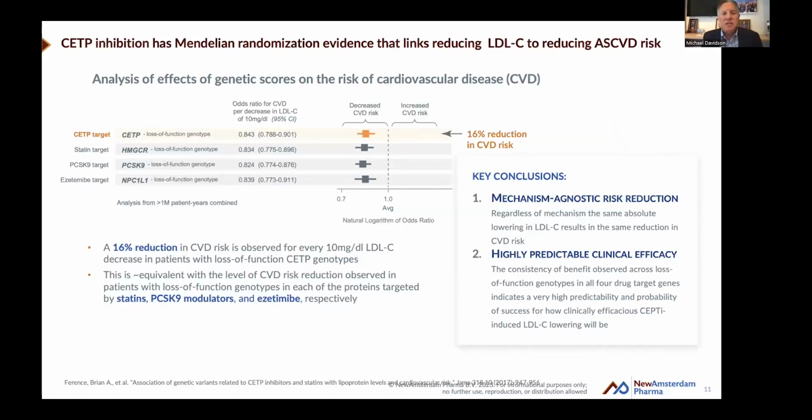And so to confirm, this is the most recent of these analyses that showed that across the board, there was a 16% risk reduction in CV risk for a 10 milligram per deciliter drop in LDL with CETP loss of function. Again, it's all driven by the LDL lowering effects of CETP loss of function.